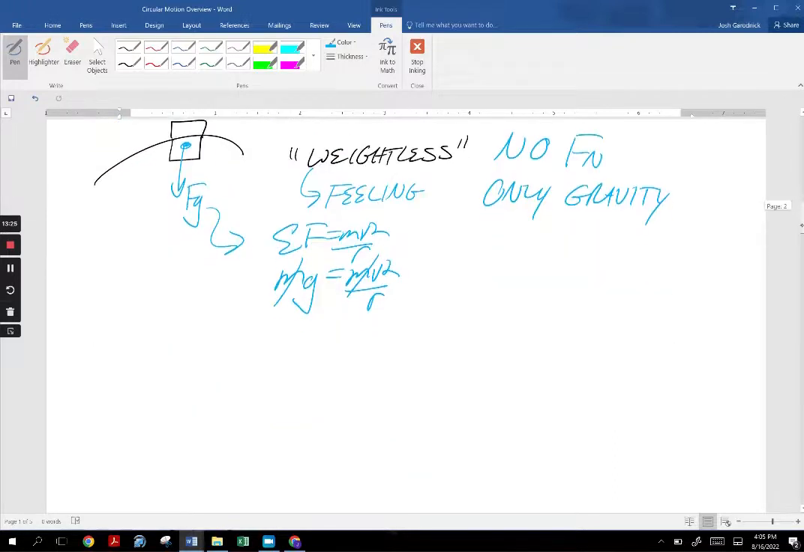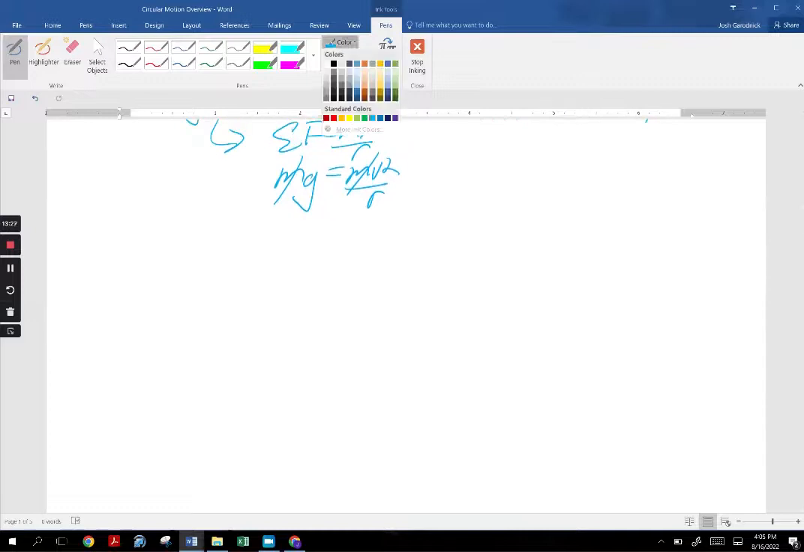Last thing we'll do is something called the conical pendulum. It's like the swing ride at Bowcraft. Do you remember Bowcraft? I don't know. Some of you are old enough, and depending on how long this video is on YouTube and how long I teach, some of you are going to be like, what the hell's Bowcraft?